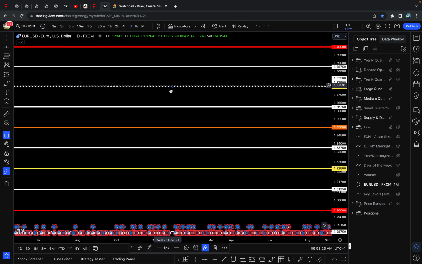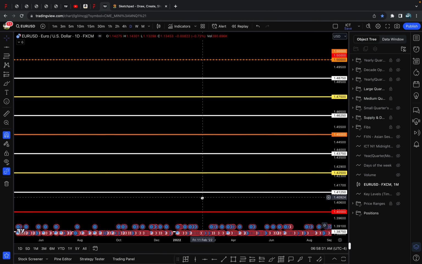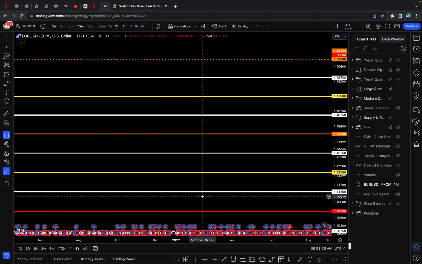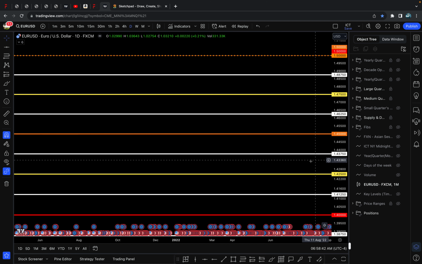This one is a 100,000 level significance, right? And that's what I'm trying to get y'all to understand, and for me as well. I'm trying to make sure that this stays at the forefront of my mind at all times, because this is the levels that the banks and the institutions trade off of.